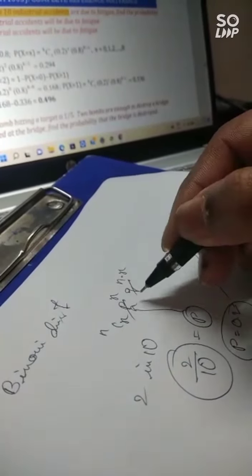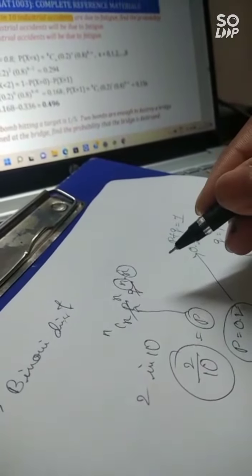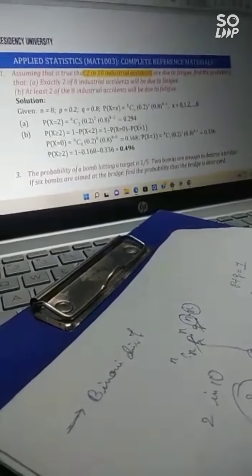So we got the values of p and q, and what is remaining? We are left with n and we are left with x. So now we shall go directly into the main question.